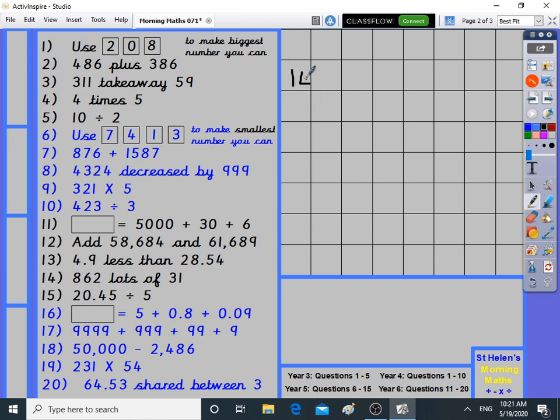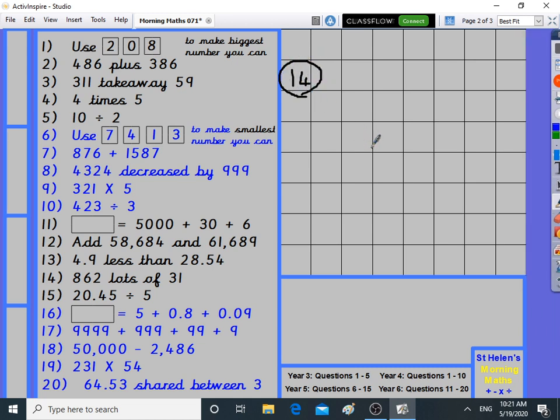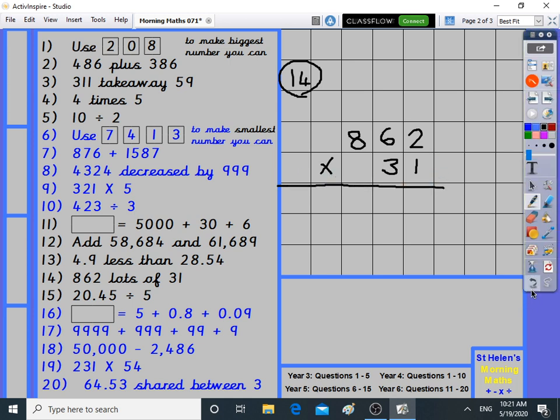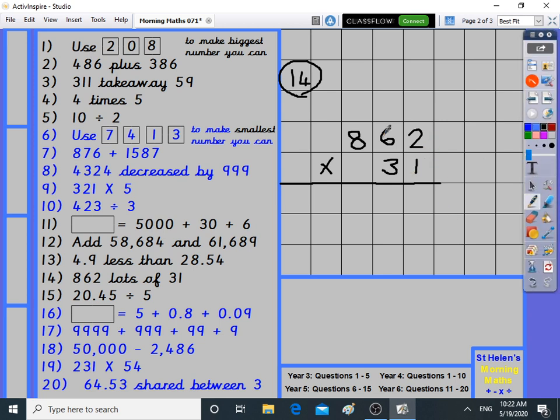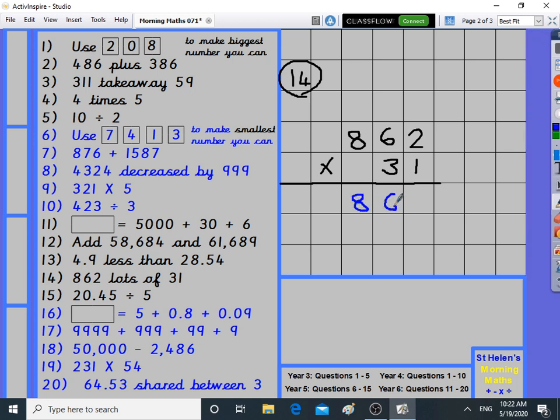In year 5, I normally do standard method. No problem at all if you want to do grid method. As long as it's working, do what's best for you. This is long multiplication, I would say, 862 times 31. But I like it when there's a 1 on the second line because it's easy to multiply things by 1. In fact, first of all, we're going to do 1 times 862. Well, that's very easy. It's 862. So the first line is just 862.